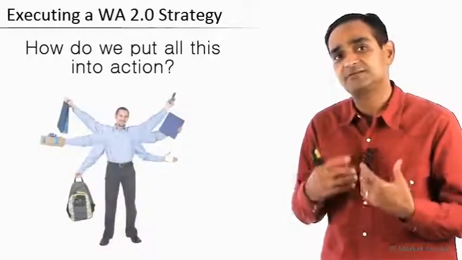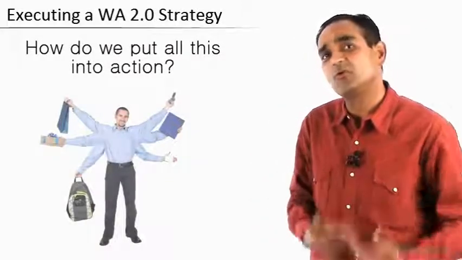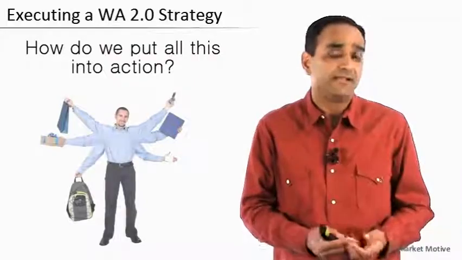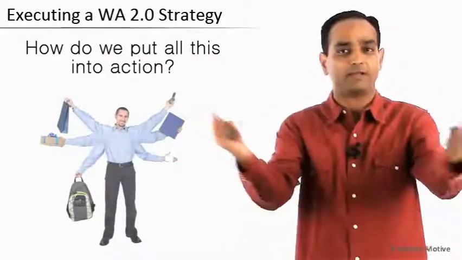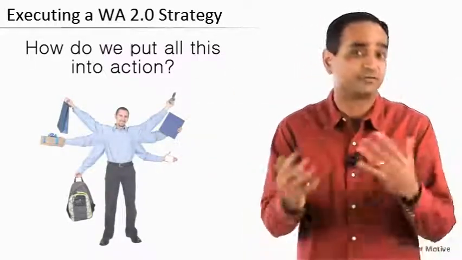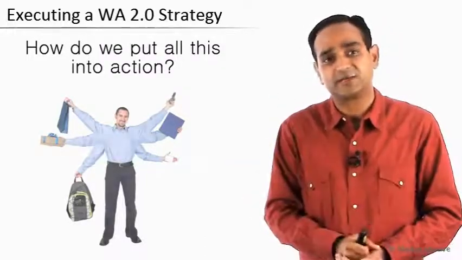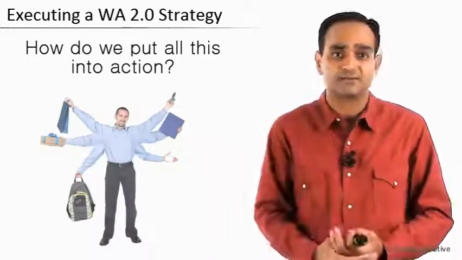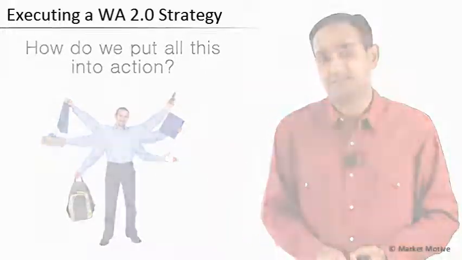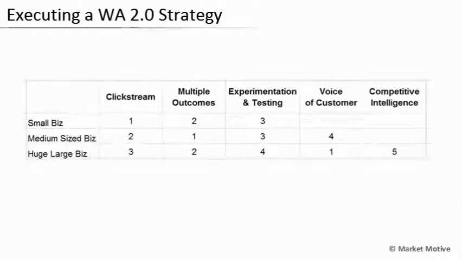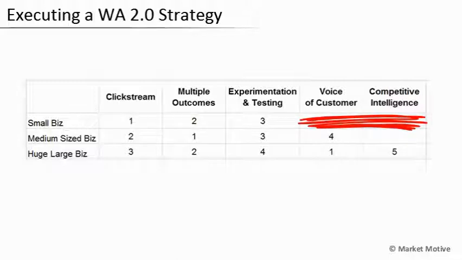The challenge that you will face is, should we do all of this at one time? And you can't actually execute a complete Web Analytics 2.0 strategy at one time. That wouldn't be wise. So I have created a very small matrix that will help you understand in what order you should execute and what priority things should be in. If you're a small business, start with clickstream, move to outcomes, do experimentation and testing. Those are my 1, 2, 3 for you. Voice of the customer, competitive intelligence can wait. They can come later. That's okay. But that's your 1, 2, 3.